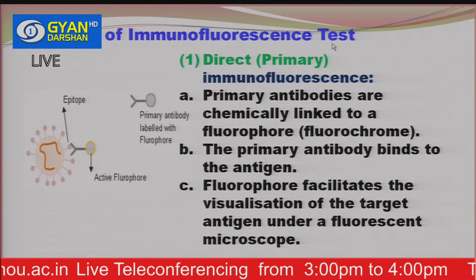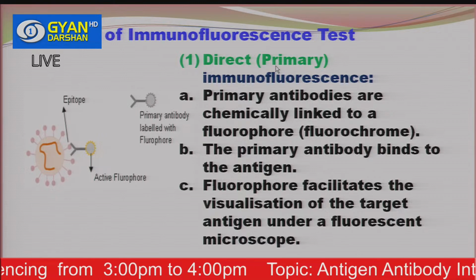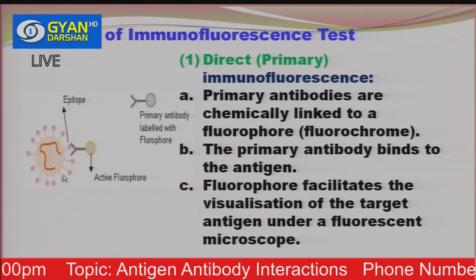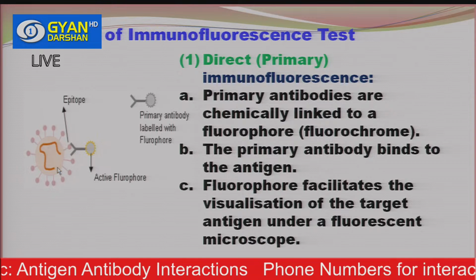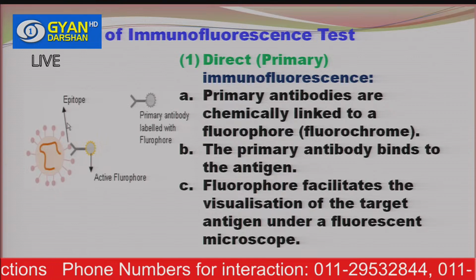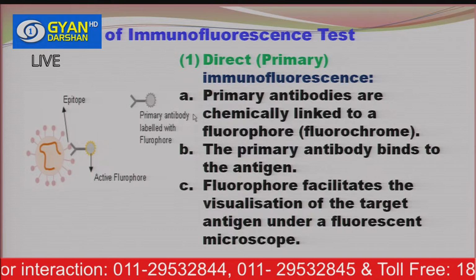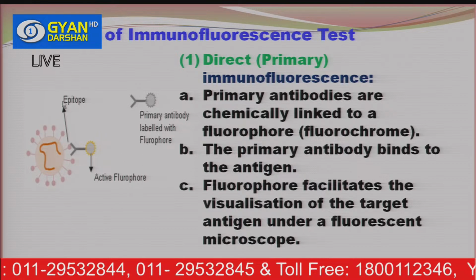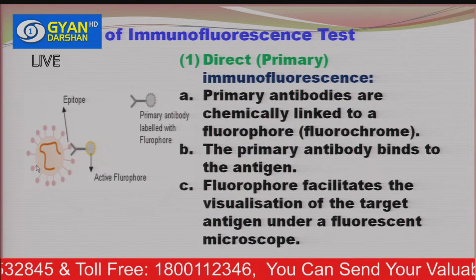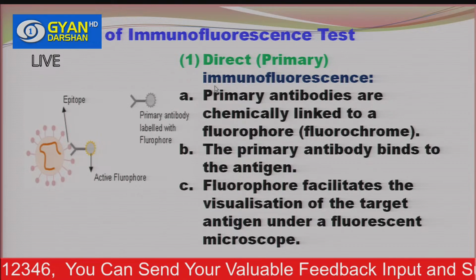The types of immunofluorescence. There are two types of immunofluorescence. One is the direct or primary immunofluorescence. You can understand this through the figure. There is a virus, which has a particular epitope. Here are the antibodies, which have an active fluorophore. The primary antibodies are labeled with fluorophores. So we can utilize this mechanism to measure the concentration of antigens.